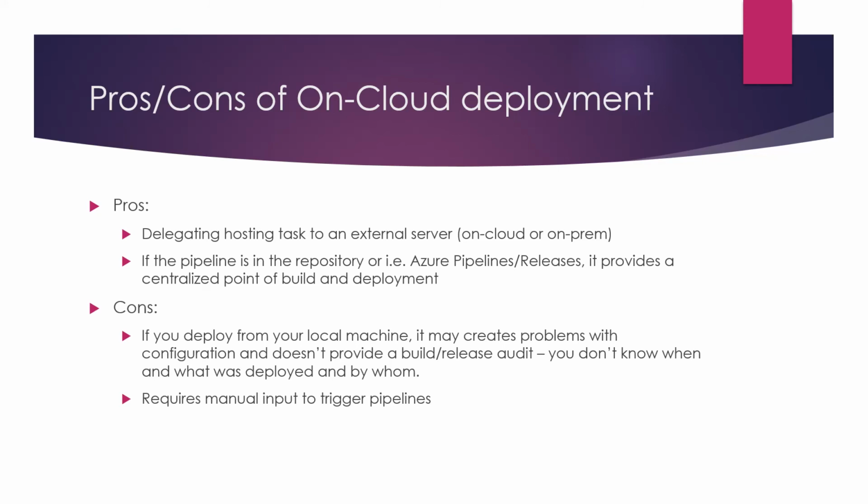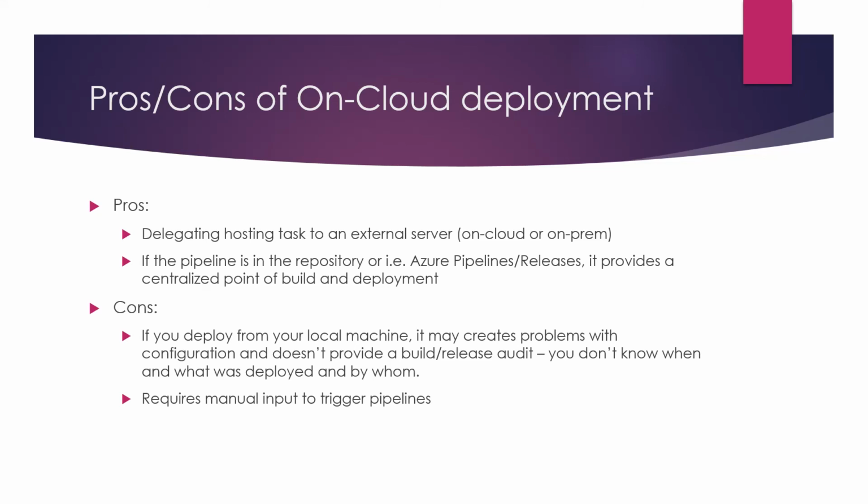As opposed to, and that leads us to a first con, if you deploy, and by you I mean yourself and your other team members, from your local machine, this can create problems because your deployment configuration and someone else's configuration, how they deploy to the same app service, doesn't necessarily mean that they're the same. So if they differ, then this will cause issues, and then you don't have a build and release audit. You can't see the history of deployments. You don't know when and what was deployed, and you don't know who deployed it.